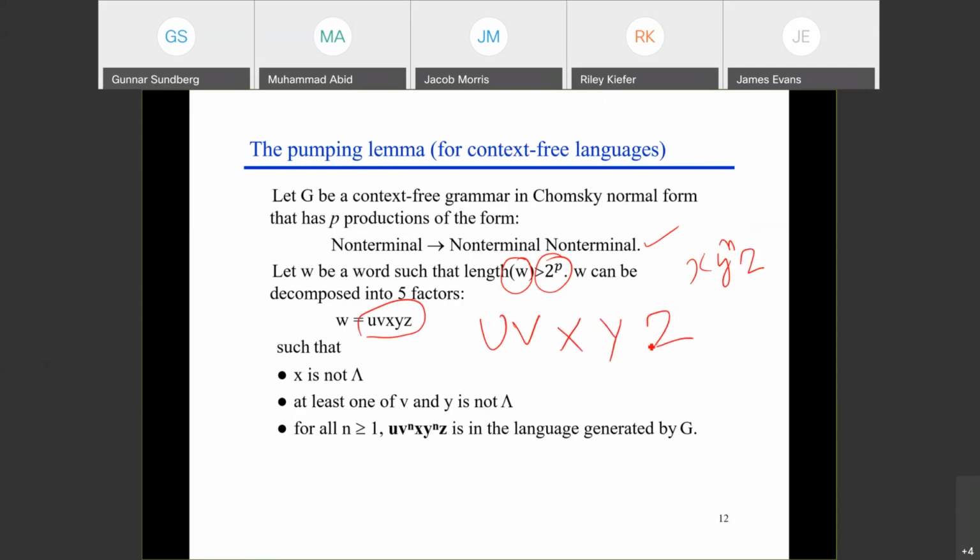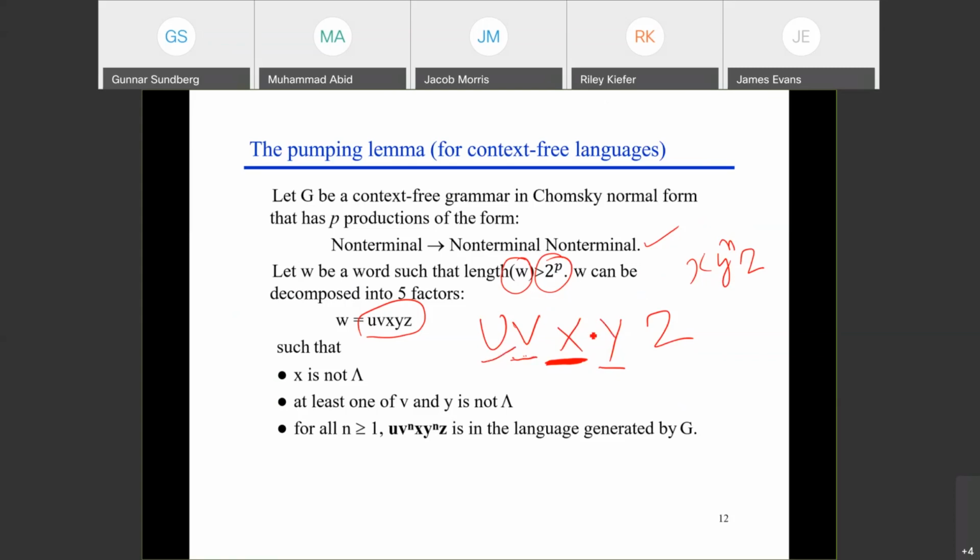Now X is not lambda. X will never be lambda. You must have X in your word. For V and Y, one can be lambda at one time. Either V is absent and Y is there, or Y is not there and V is there, or both are there. It will never happen that you are missing both V and Y in your word.